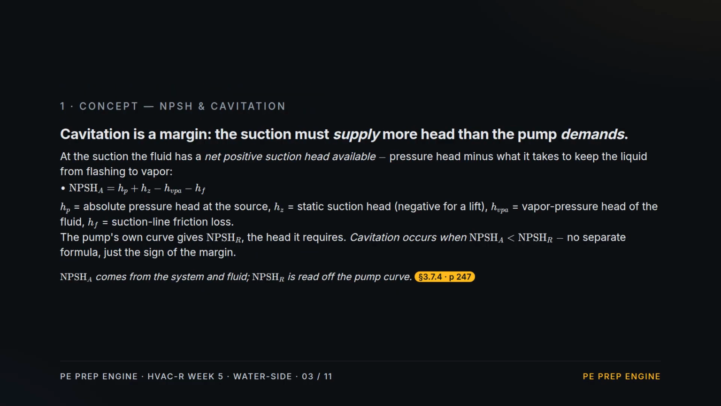Concept 2. Net positive suction head and cavitation. At the suction, the fluid has a net positive suction head available, the pressure head plus the static suction head minus the vapor pressure head minus the friction loss. The pump's curve gives the head it requires. Cavitation is simply when available drops below required. It's the sign of the margin, not a separate formula.